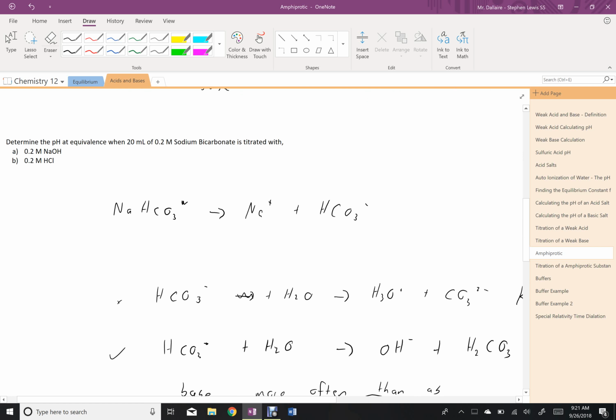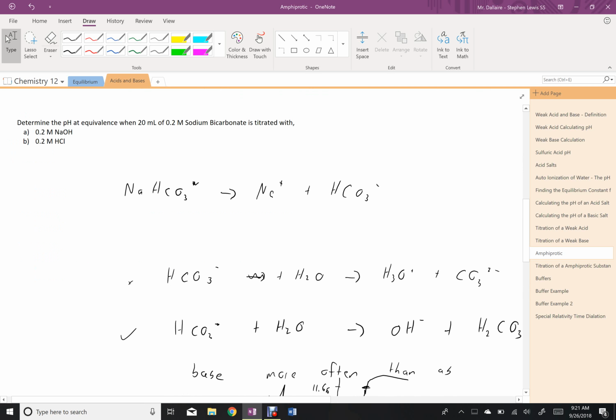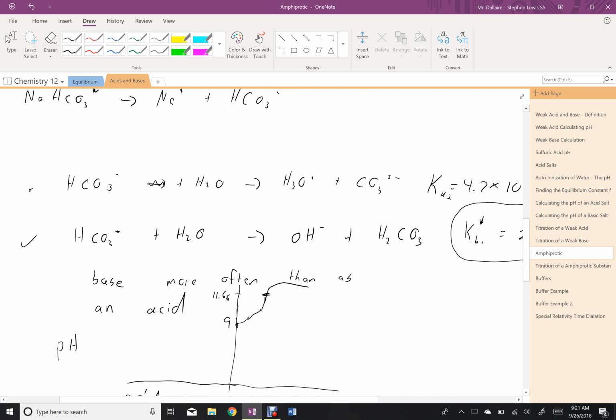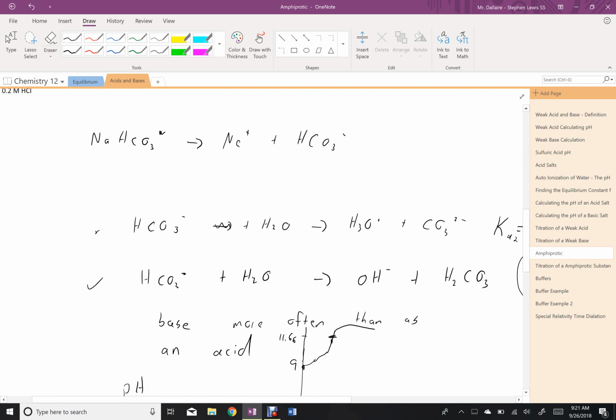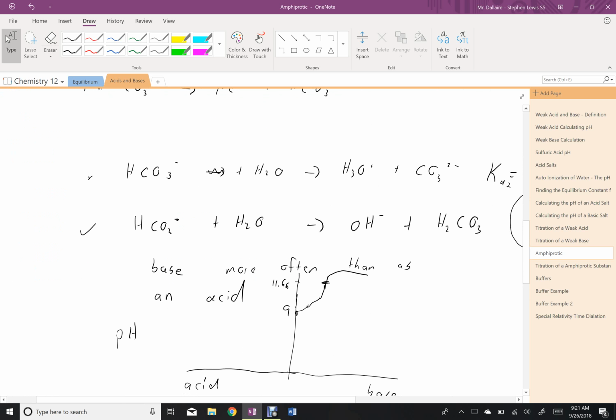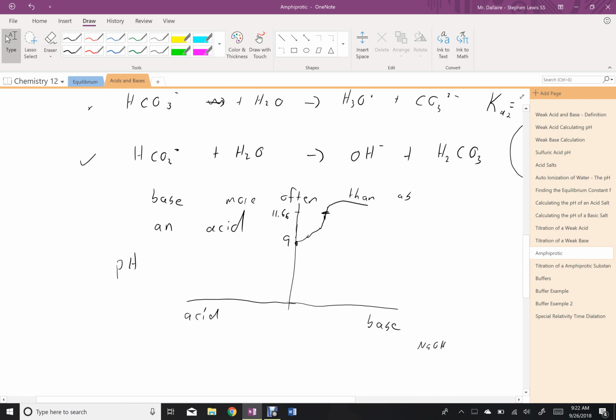Alright, so in the previous video, I talked about titrating sodium bicarbonate with an acid and a base. I first showed that due to the competing K values, bicarbonate behaves more often as a base than it does as an acid. And so just as a reference number, because it does depend on the concentration, we started our titration off at a value of about 9, as in something sort of basic.